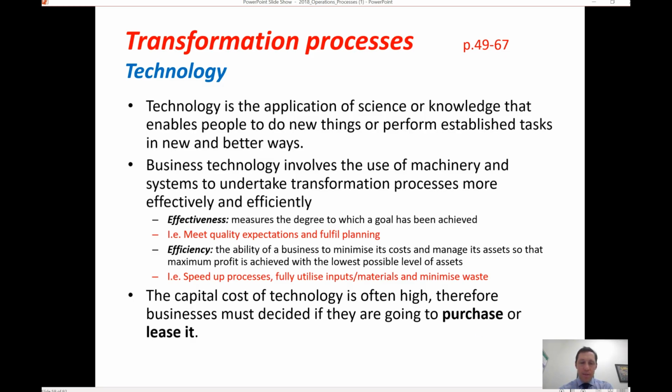And just to come back to that last point, the business has the choice. Well, should we go and buy that technology, buy it off the shelf and integrate it, or should we lease that technology, and therefore we won't have to make that significant capital outlay?